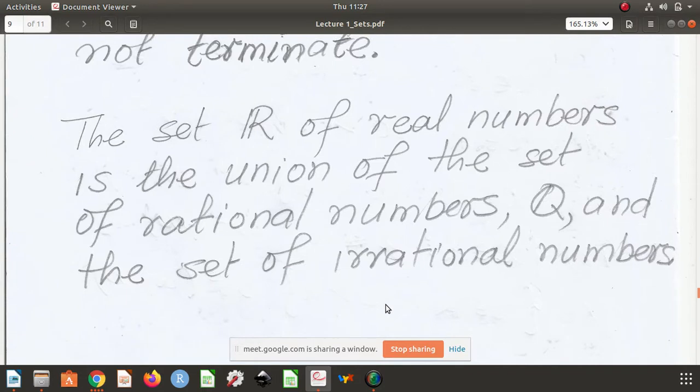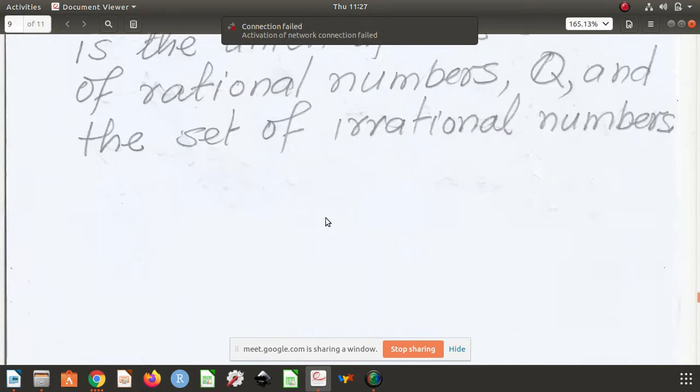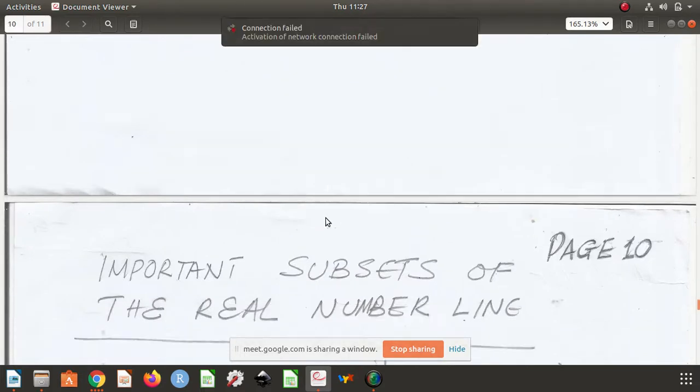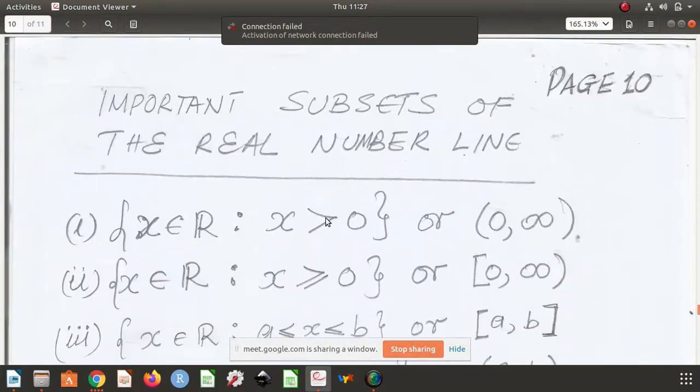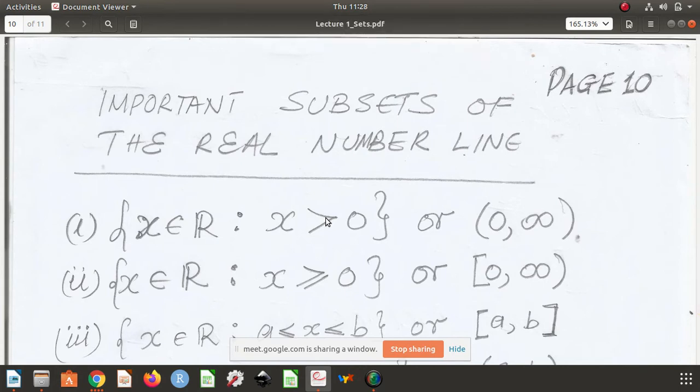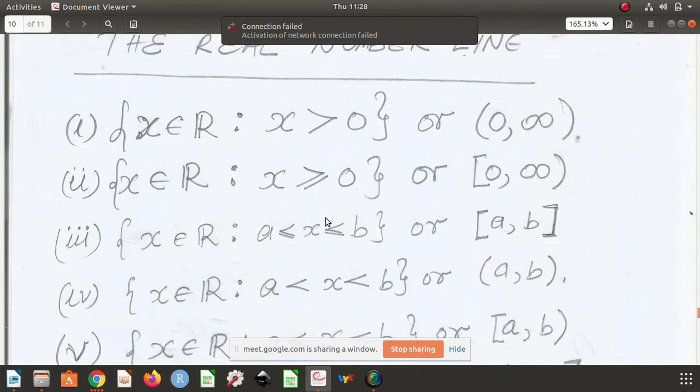So when you put all these numbers together, the rational numbers and the irrational numbers, and get their union, you end up with the set of real numbers, and you can represent those with the number line. What follows are just important subsets of the real number line, the ones that we may encounter from time to time. So here is the set of all real numbers which are strictly greater than 0. These are what they call the positive real numbers. Positive means strictly greater than 0.